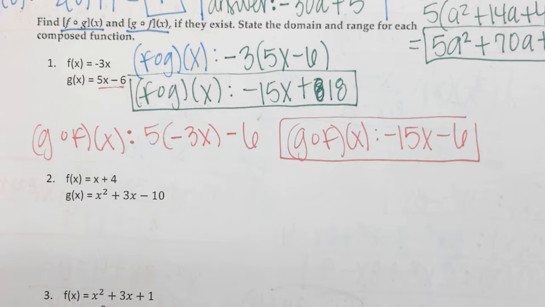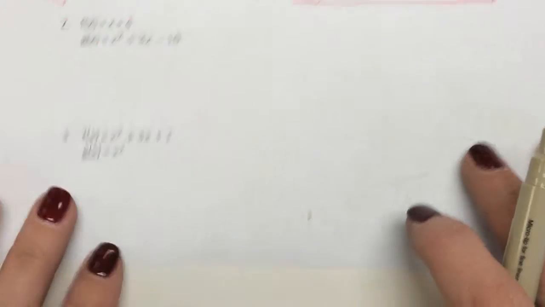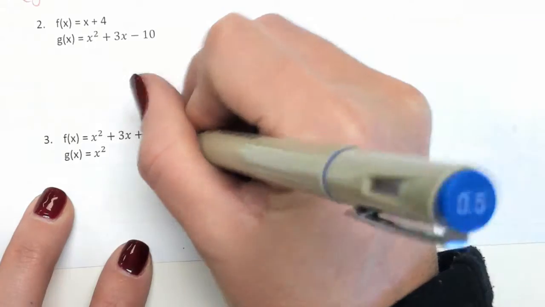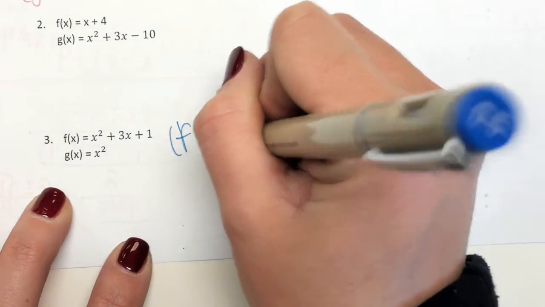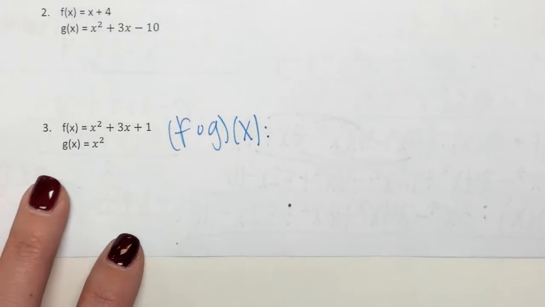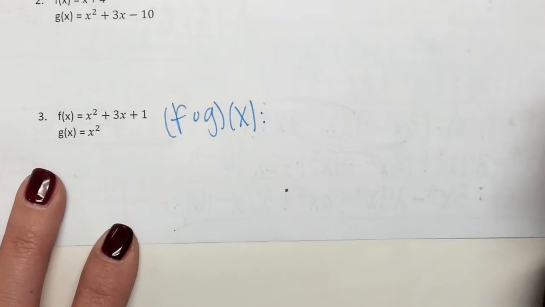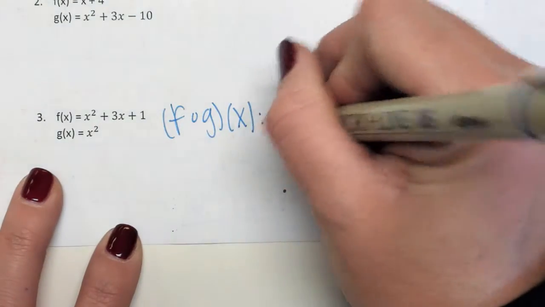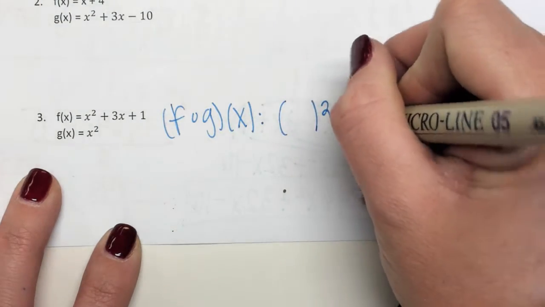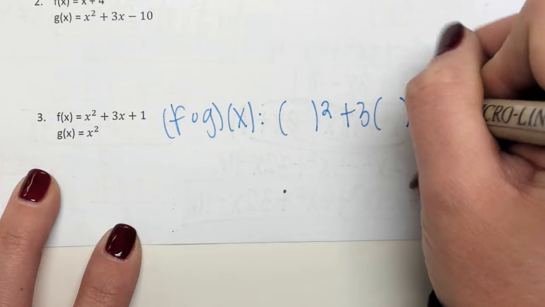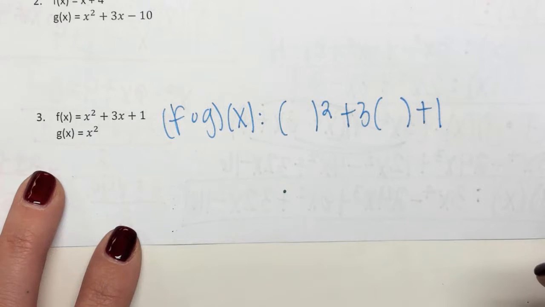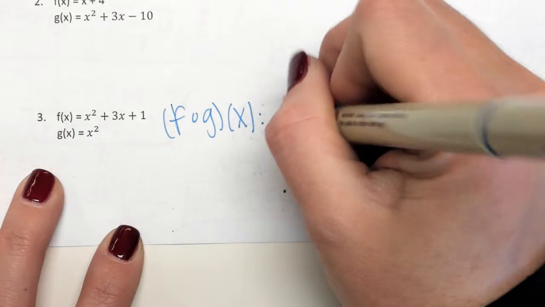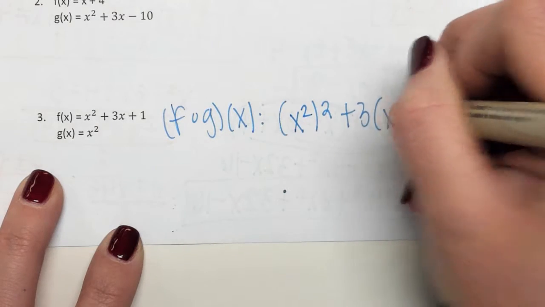Any questions so far? Alright, just like last time, we'll skip 2. We'll do 3 together, then you can come back to 2. Alright, we'll start with f of g of x. Which function? Yes, start with f. Put parentheses where all the x's are. And what do I put in the parentheses? X squared. Yes, the other function.